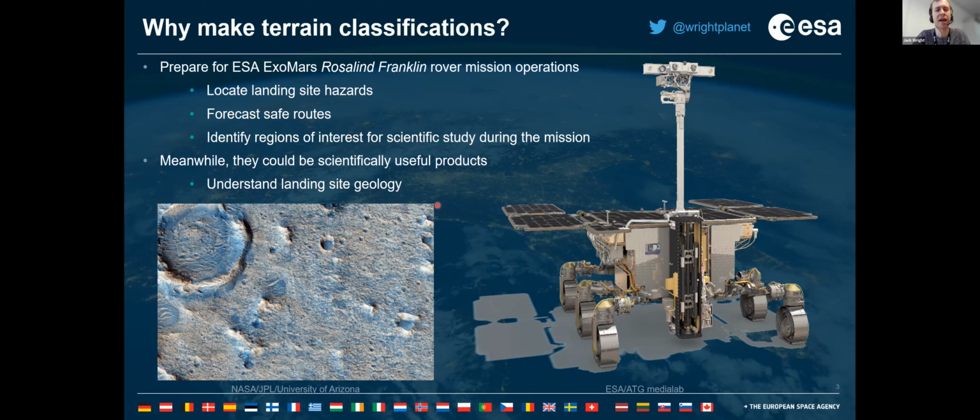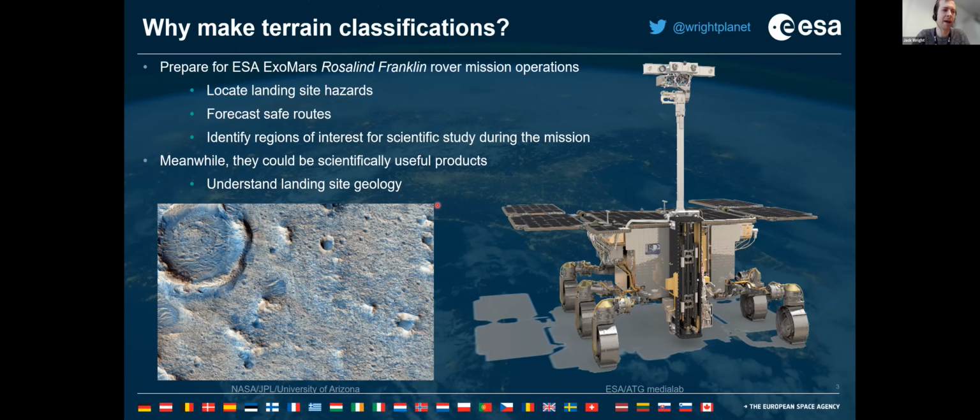And more than that, once you've landed safely, you want to be able to find a way through the terrain. And so you can imagine that if the rover were to land surrounded by large wind-blown ripples, it would be far easier for the rover to move between them than to move across them. And so you can use a terrain classification to see these safe routes through the red planet.